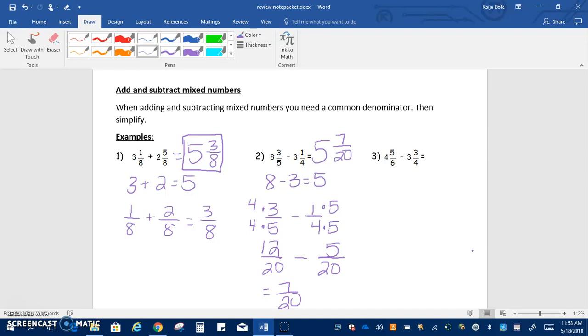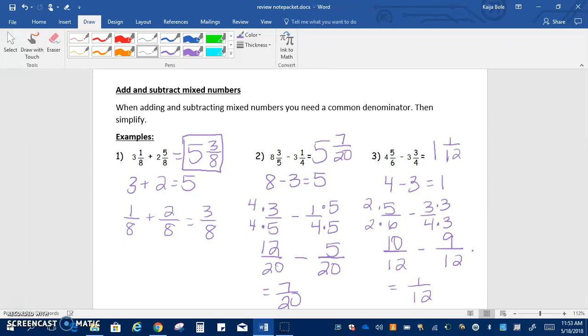Okay, we're just going to do one more. So again, I have my whole numbers first, so 4 minus 3 gives me 1. And with my fractions, I have 5/6 minus 3/4. So again, I'm going to make my denominator 12. So to get from 6 to 12, I multiply by 2 on the bottom, so multiply by 2 on the top, so I end up with 10/12. And to get from 4 to 12, I multiply by 3 on the bottom, so I multiply by 3 on the top, and 3 times 3 is 9. So when I subtract, I end up with 1/12. So when I put it all back together at the top, I get 1 1/12.